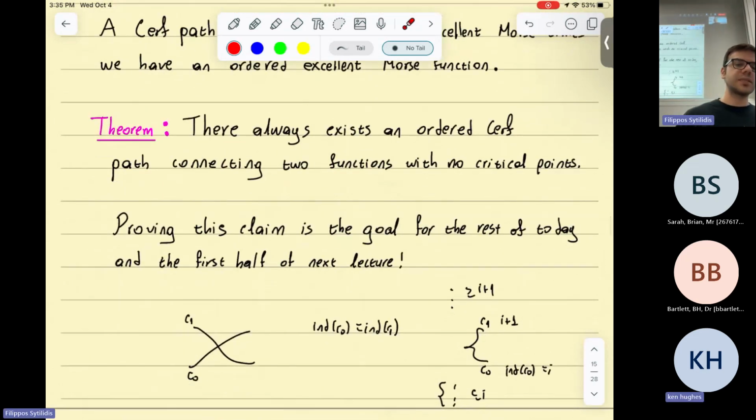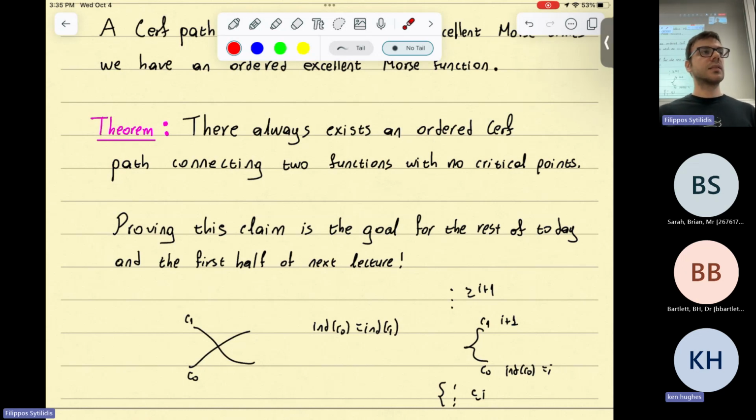Yeah, maybe I should have stated it as any surf path between functions with no critical points. It's homotopic relative endpoints to an ordered surf path. But I guess in order to make that statement, we first of all have to, because an ordered surf path has to go between ordered functions at the end, right? You can't talk about ordered.